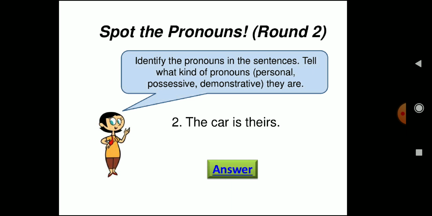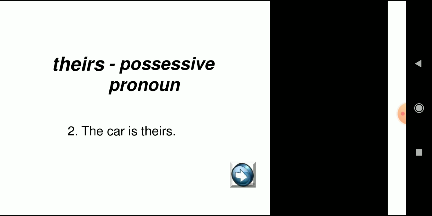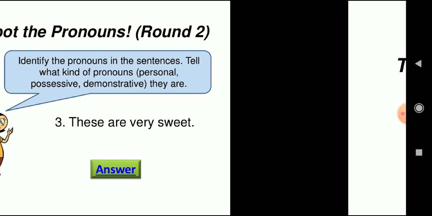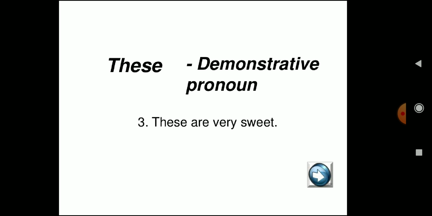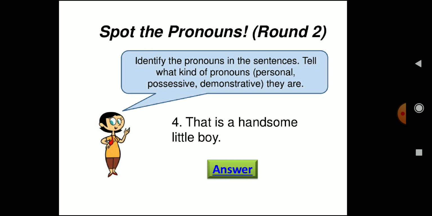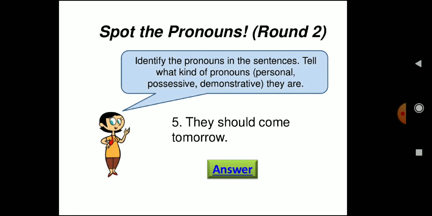The car is theirs. Again, quickly write the answer. Theirs. Possessive pronoun. Correct. Third one. These are very sweet. These. Demonstrative pronoun. That is a handsome little boy. That. Demonstrative pronoun. Correct.